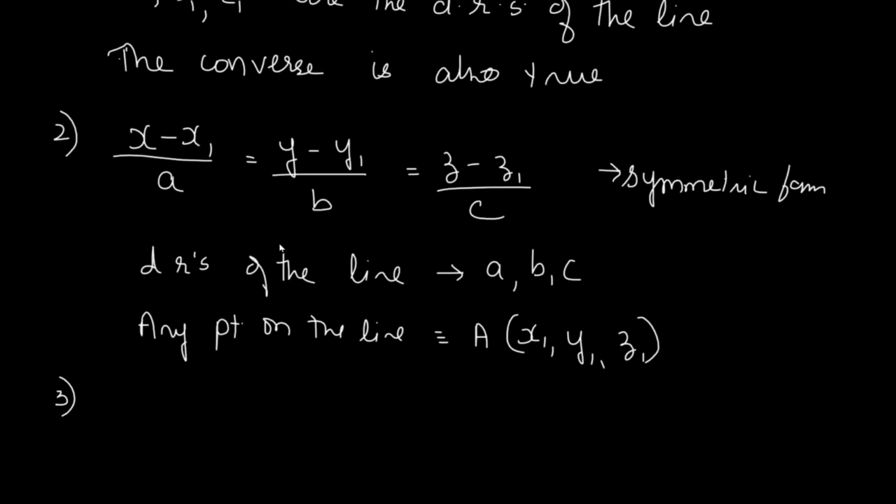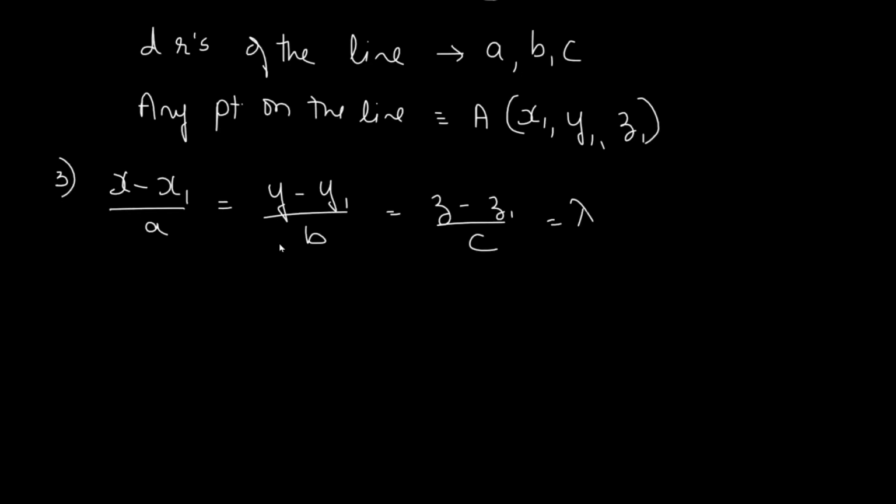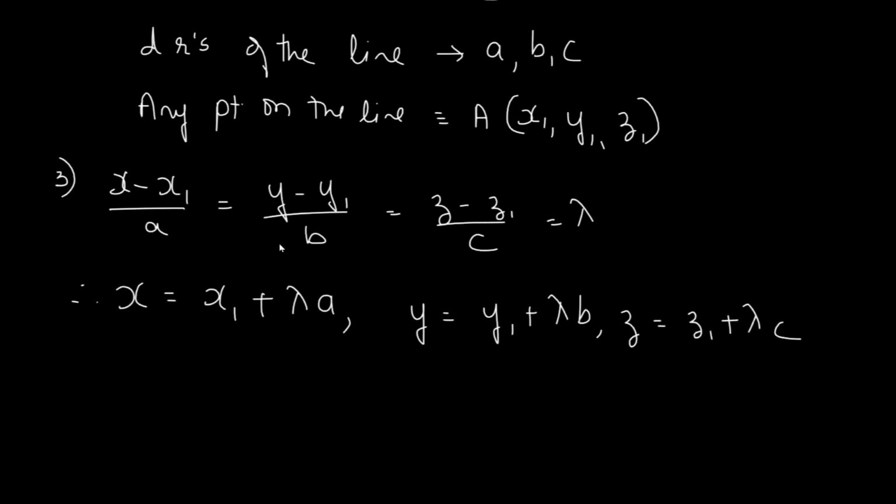Let us go to the next property. Now, suppose we write (x minus x1) upon a is equal to (y minus y1) upon b is equal to (z minus z1) upon c is equal to lambda. Then, in this case, rearranging the terms, we have x is equal to x1 plus lambda a, y is equal to y1 plus lambda b, and z is equal to z1 plus lambda c.